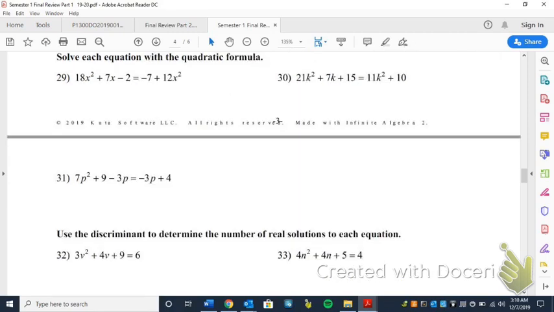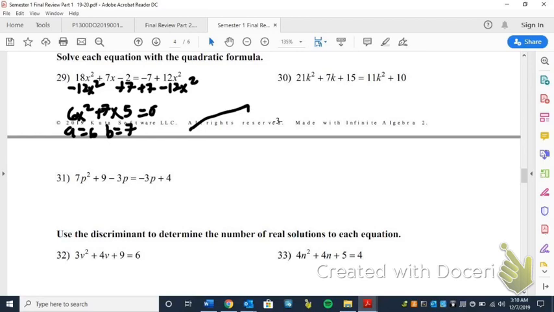So 29 through 31, we're using the quadratic formula. So what we want to do here is put it into standard form. So we're going to add 7 to both sides. It's going to give me a 5 as a c. We're going to add 12x squared to both sides. And we get 6x squared plus 7x plus 5 equals 0. So a equals 6, b equals 7, and c equals 5.